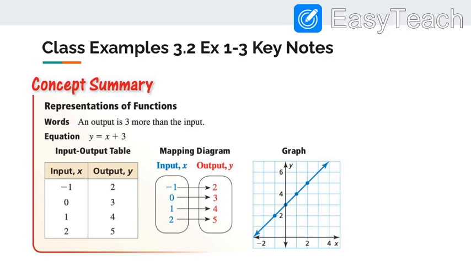Alright, just as a key summary, a linear function would have words that are written out, something like this. It could have an equation modeled in mx plus b. You could make an input-output table for it. You could do a mapping diagram, and you'd have a constant line graph.